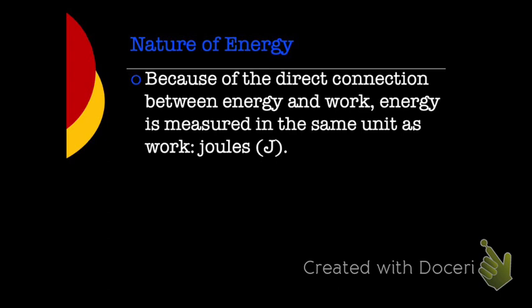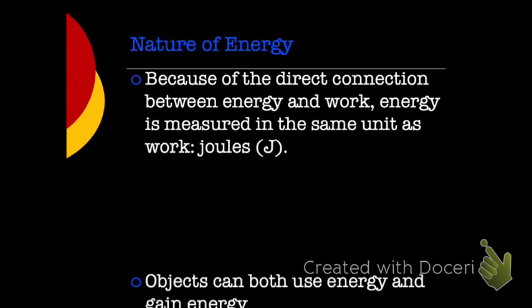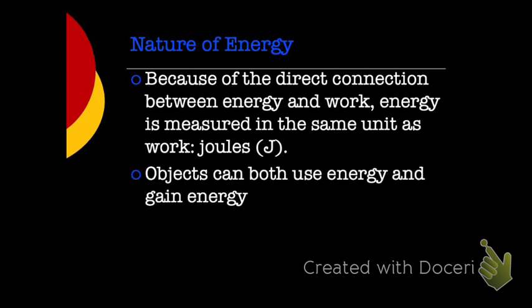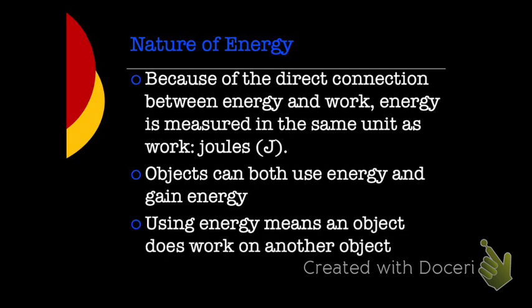Objects can use both work and energy. They can use energy and they can gain energy. We're going to talk about what that means, how objects can gain energy, how they can lose energy. If we're using energy, it means that our object does work on something else. So I apply a force to move something. That could be just me walking. That could be lifting something, pushing something, all that kind of stuff.